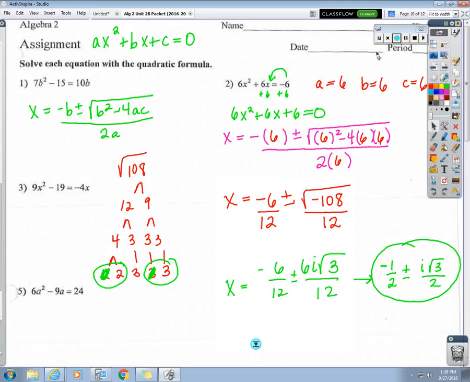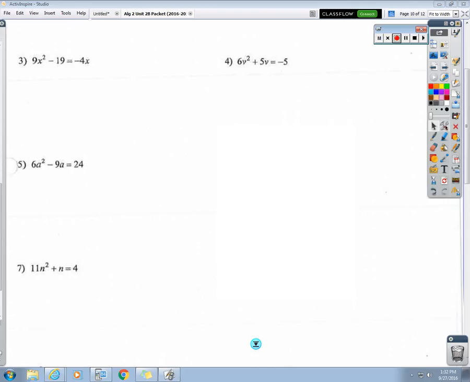Now, number 4. Here we go. Step 1. What's step 1, Grant? Right. We need to move this C value to the other side. So we add it on both sides. And you get 6v squared plus 5v plus 5 equals 0.